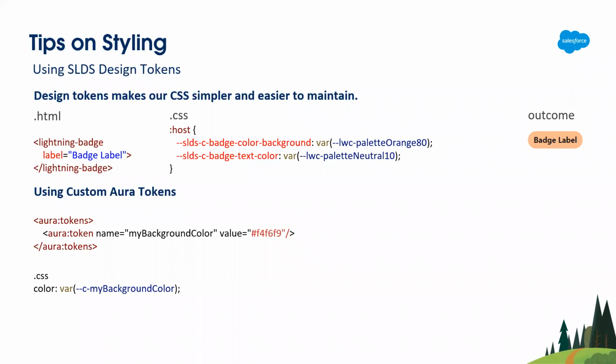Now there is another way we can do design tokens, called Aura tokens. Many of us might have Aura components, right, and Aura tokens can be used in our LWC component. To use that in the CSS, we have to use this var attribute, hyphen c, then hyphen and my background color, and in the token name you can use your my background color and provide the value. This is one way we can do styling.